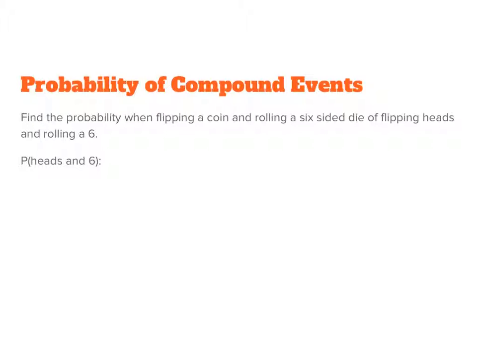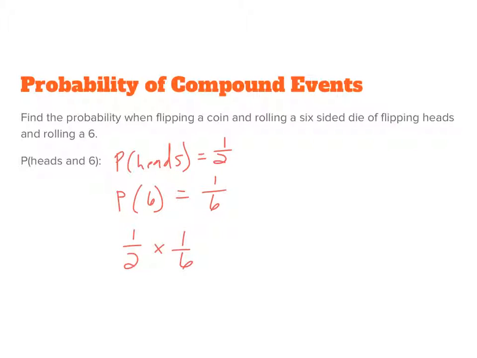So our first example, we're going to find the probability when flipping a coin and rolling a 6-sided die of flipping heads and rolling a 6. So the probability of heads and a 6, we take the probability of flipping heads, which is 1/2, and the probability of rolling a 6, which is 1/6, and we're going to multiply those two together. So 1/2 times 1/6. Now when we multiply fractions, remember we multiply straight across. 1 times 1 is 1, 2 times 6 is 12. The probability of flipping heads and rolling a 6 is going to be 1/12.